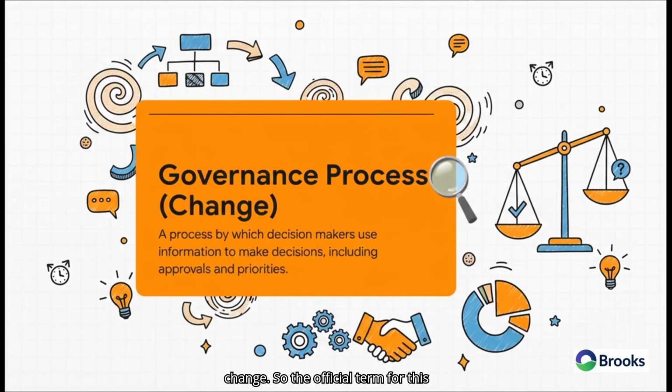So the official term for this is business analysis governance. I know it sounds a little complicated, but don't let the name fool you. It's really just about bringing order to the chaos. It's about defining the decision-making framework. Who has the authority to approve requirements? Who gets to prioritize the work? Who signs off on any changes? It's all laid out clearly.